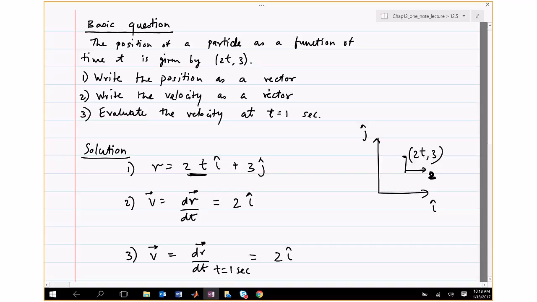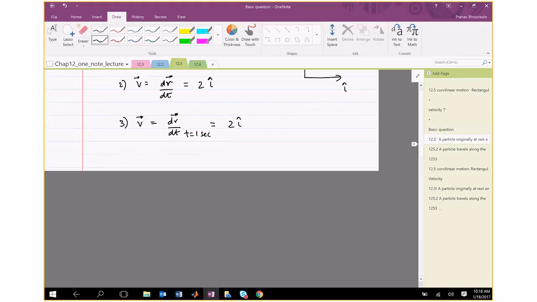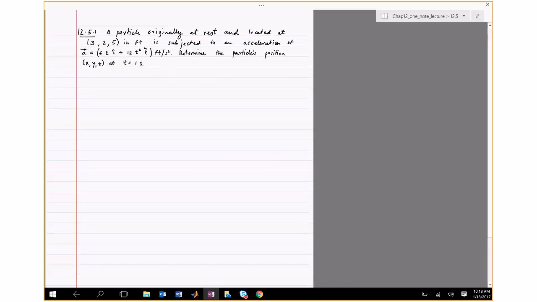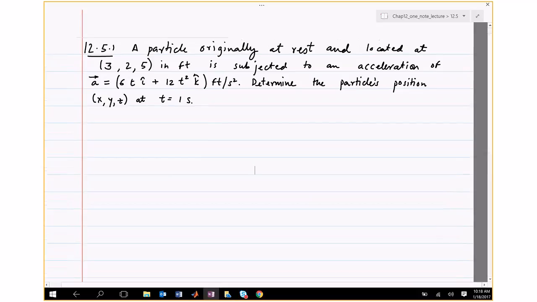Anything else? Okay, so let's do some harder problems. A particle is at rest and located at 3, 2, 5, and this distance is in feet. You're given the acceleration, a is 60i plus 12t squared k feet per second squared. You're going to find the position of the particle, the x, y, and z components, at time t equals 1 second.